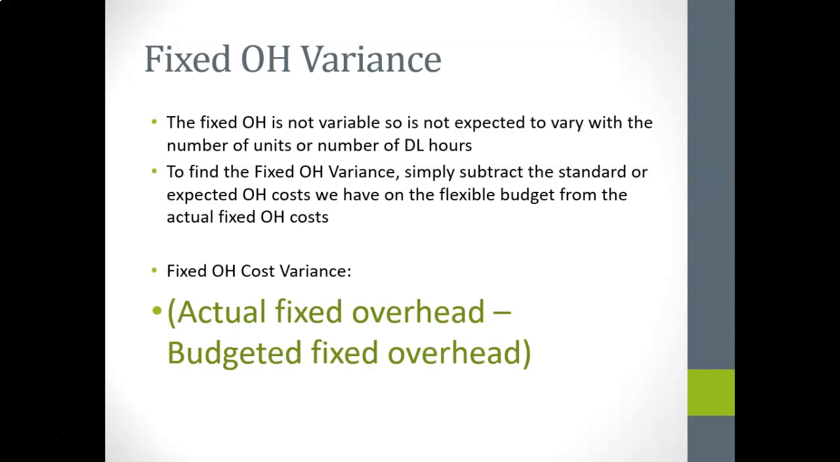Fixed overhead variance: since the fixed amount doesn't vary and go up and down with how many units we sold, it's just an actual. This is how much we think we're going to spend next year for insurance, and now next year comes, and how much did we actually spend for insurance, and we compare those things. Okay, so our fixed overhead variance is not two parts. It's just one part, the actual fixed overhead minus the budgeted fixed overhead, and that's our difference.